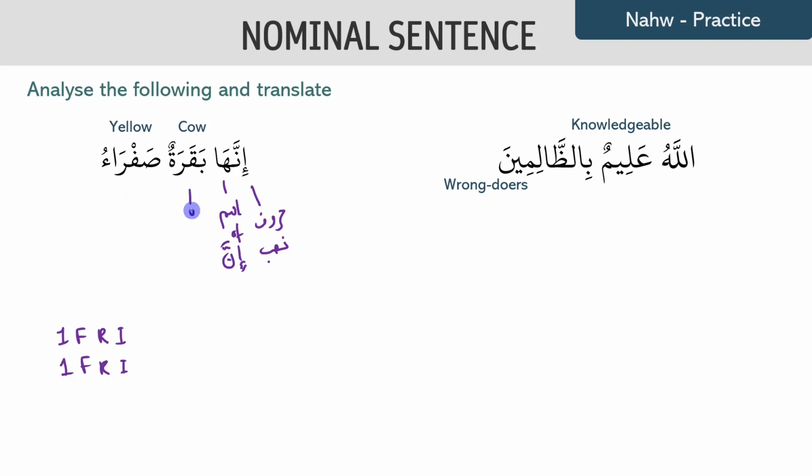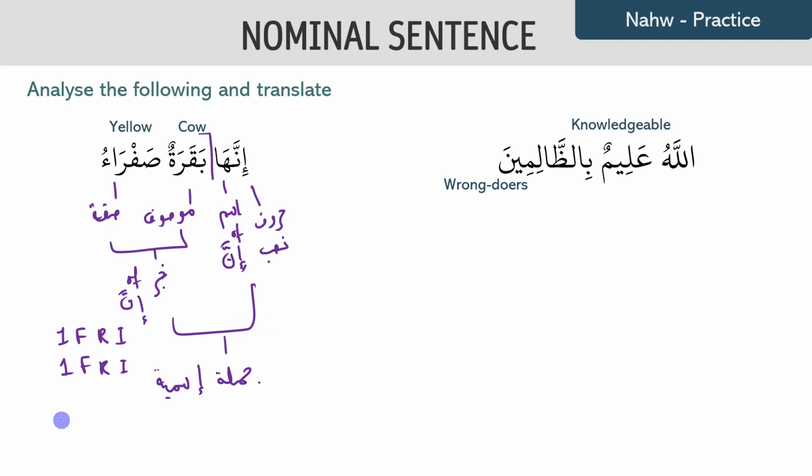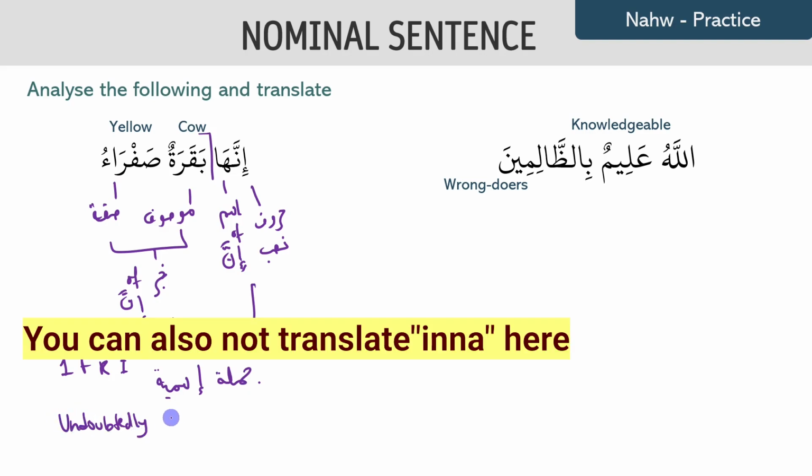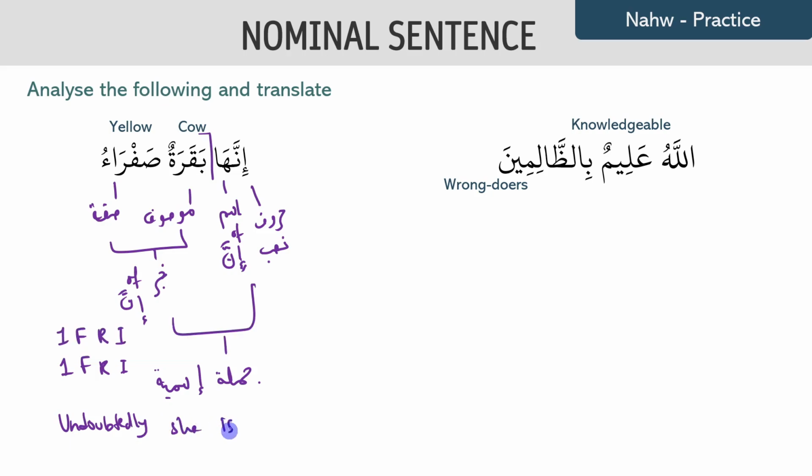So baqaratun is the mawsoof, then safra'u is the sifa. You have mawsoof sifa, which makes the khabar of inna. Okay, now ismul inna and khabar inna, in the end they join to make a jumla ismiya sentence. So when you translate, it's going to be undoubtedly, or for sure, she is, this is where you put your is, baqaratun safra, she is a yellow cow. I mean, it's meant to be it, but cows are feminine.